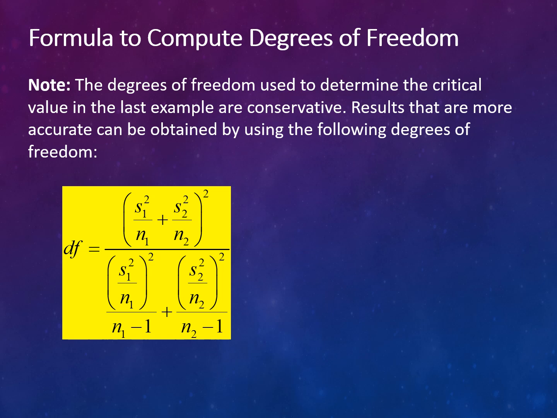by using this formula here. For the numerator you get s1 squared over n1 plus s2 squared over n2, and that sum squared is in the numerator. Then we have s1 squared over n1, that fraction squared, all over n1 minus 1, plus s2 squared over n2, that whole quantity squared, over n2 minus 1, and that whole sum is in the denominator. Yeah, that's a mouthful. Okay.